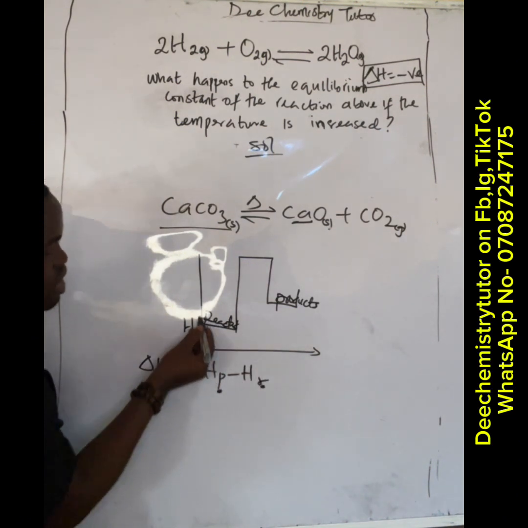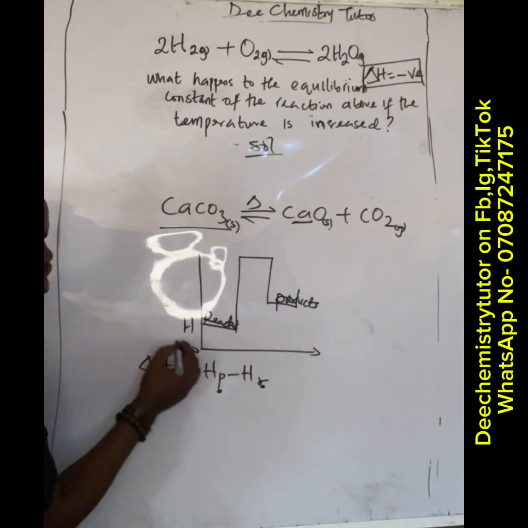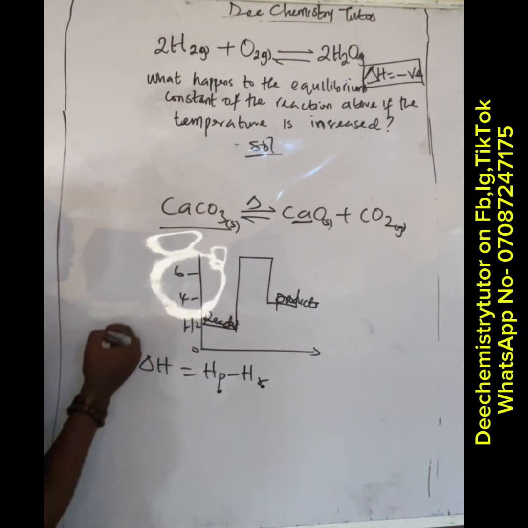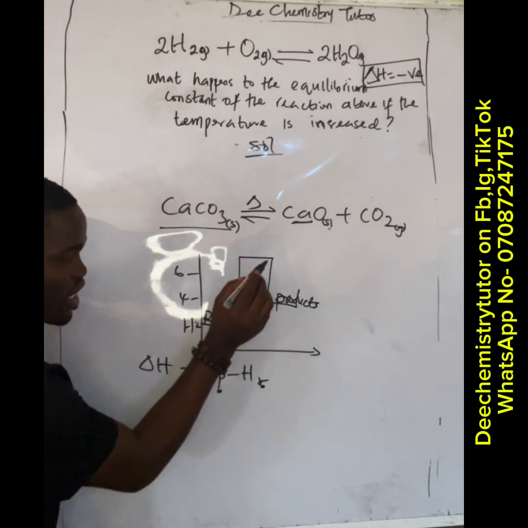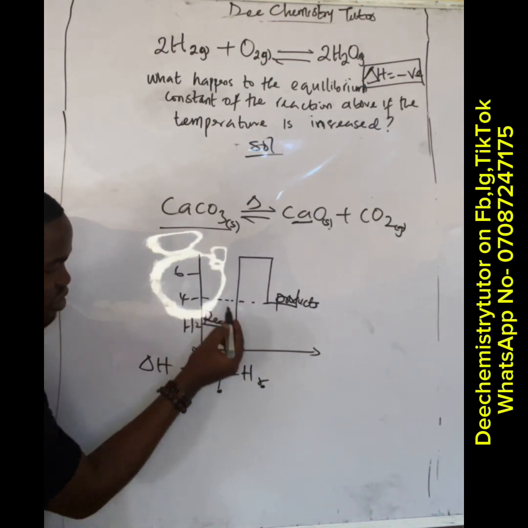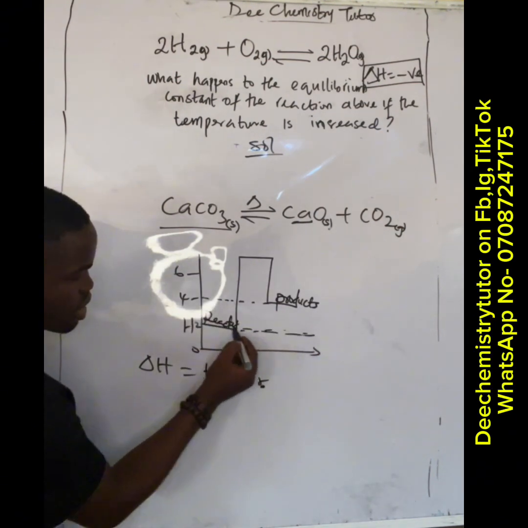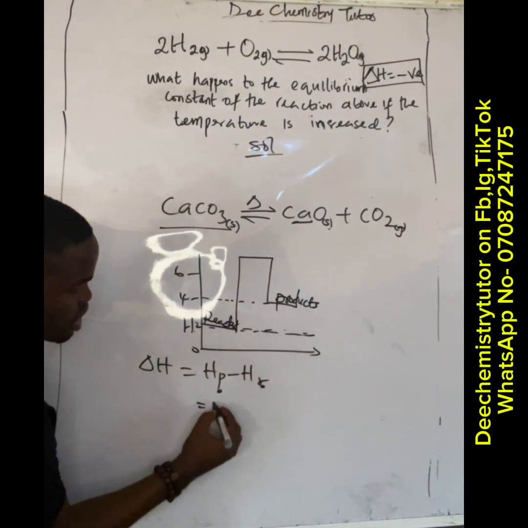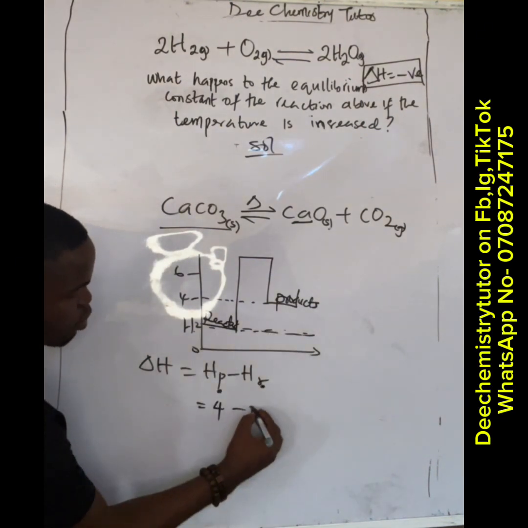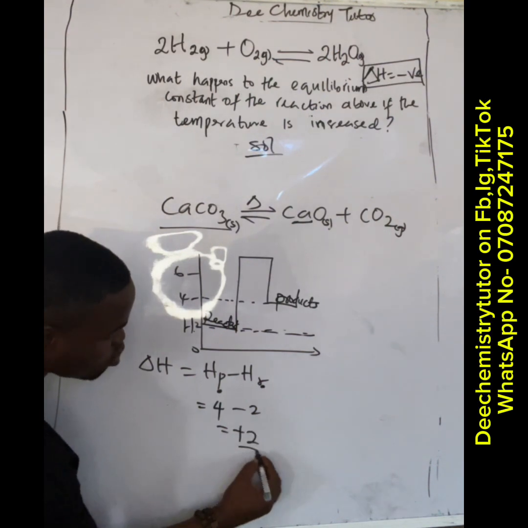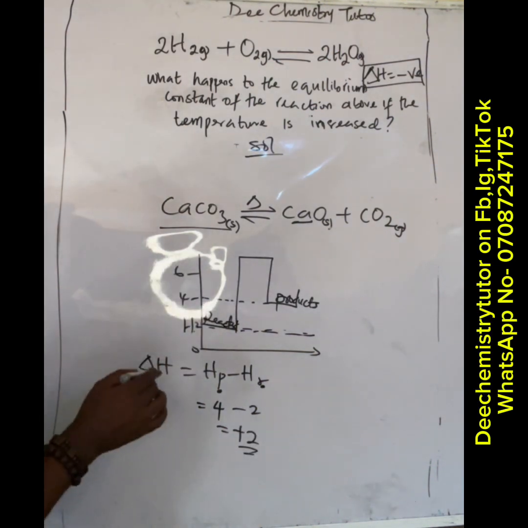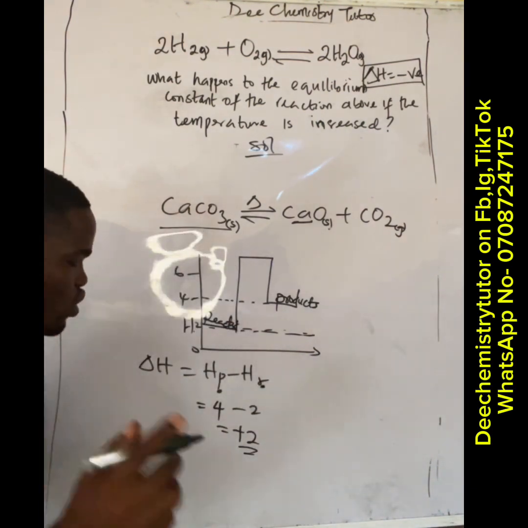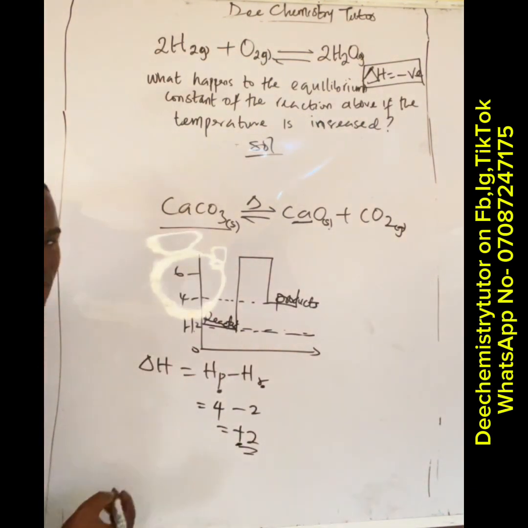If this is increasing order, let's say I have 0 here, let's say I have 2, of course I will have 4 here, and I will have 6. That's the way it will be. So if I trace this, look at it, 4, and I trace this, that means this is 2. That means I can say here that HP, which is 4, minus HR, which is 2, will give positive 2. That is why I can tell you categorically, this is the profile representation for an endothermic reaction, because the enthalpy change is positive.